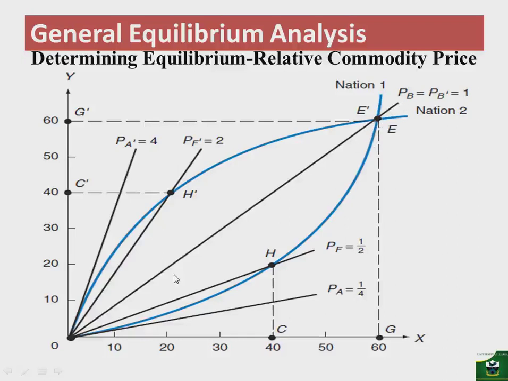Okay, so now let's look at this in more detail. The line passing in the middle is the international relative commodity price, and the two offer curves are meeting at this point, defining the equilibrium relative commodity price, which is equal to 1 in this case.